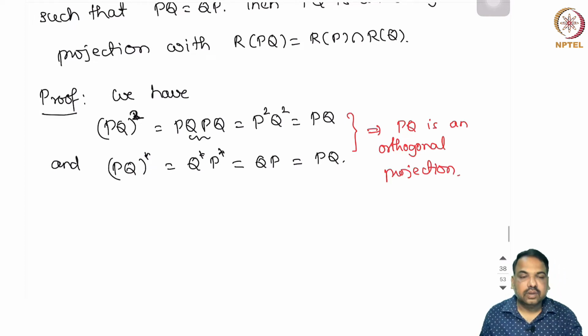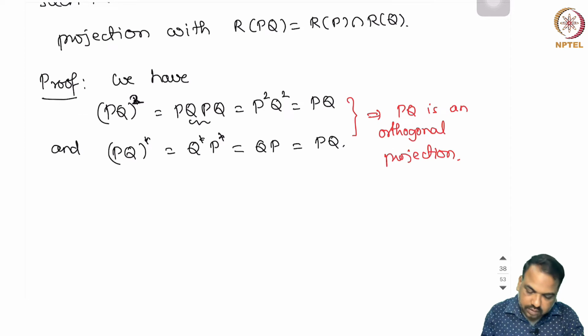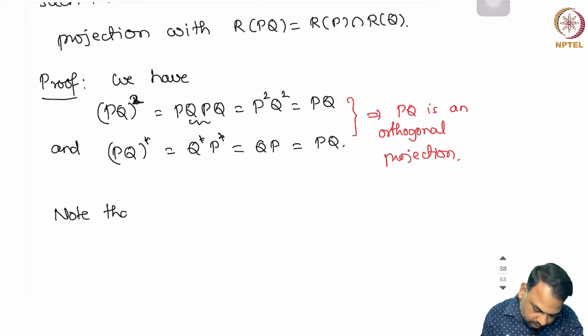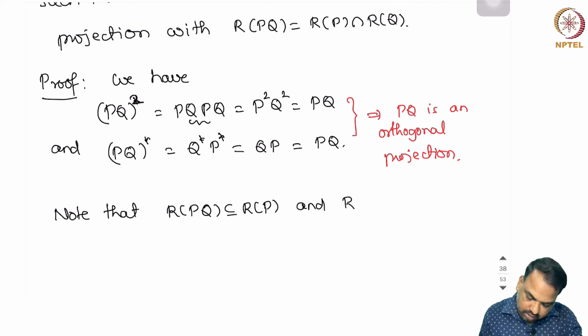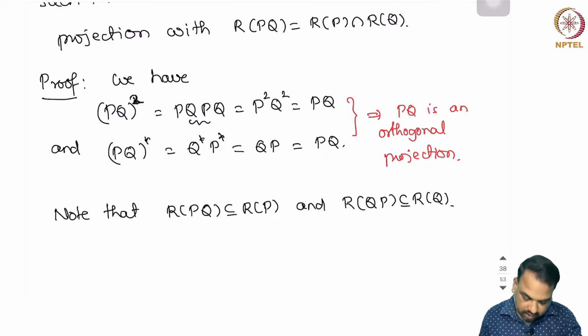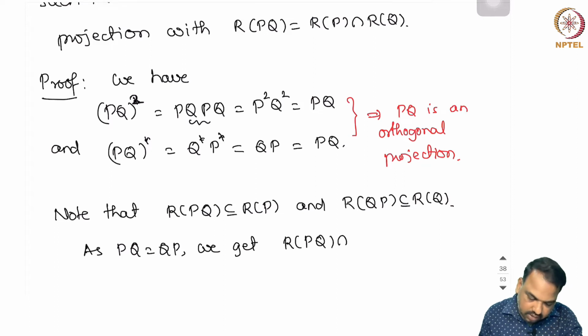Okay, now we want to decide the range of PQ. So to do this, observe that range of PQ is contained in range of P, and range of QP is contained in range of Q. Since PQ equal to QP, we get that range of PQ is contained in range of P intersection range of Q.